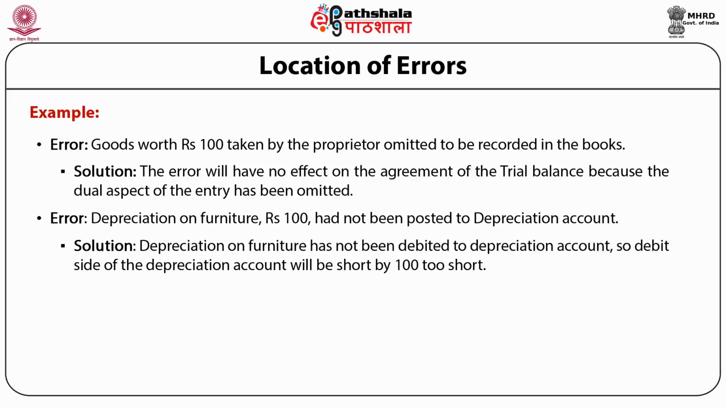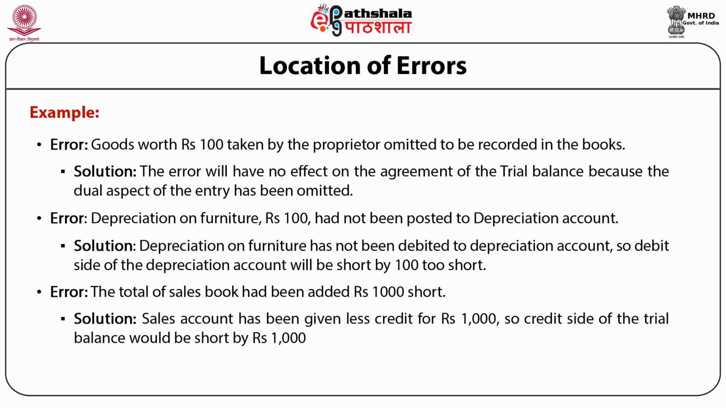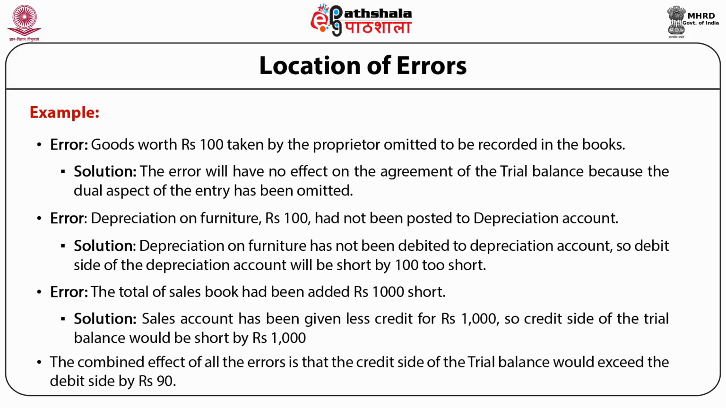Error: the total of the sales book had been added rupees 1000 short. The sales account has been given less credit of rupees 1000, so the credit side of the trial balance would be short by 1000. The combined effect of all the errors is that the credit side of the trial balance would exceed the debit side by rupees 90.